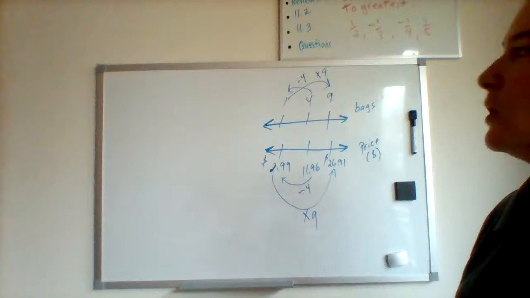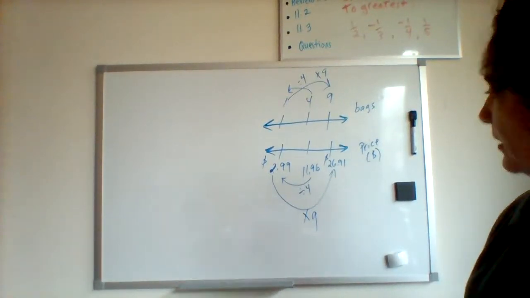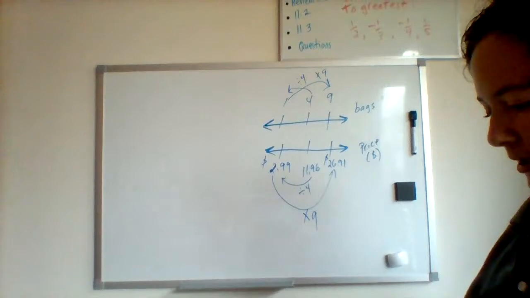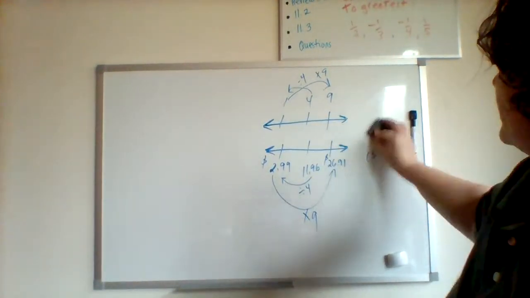Keep it up. All right, number 6. Okay, number 6. Let's see. 1, 2, 3, 4, 5, 6. So I'll just erase this part.